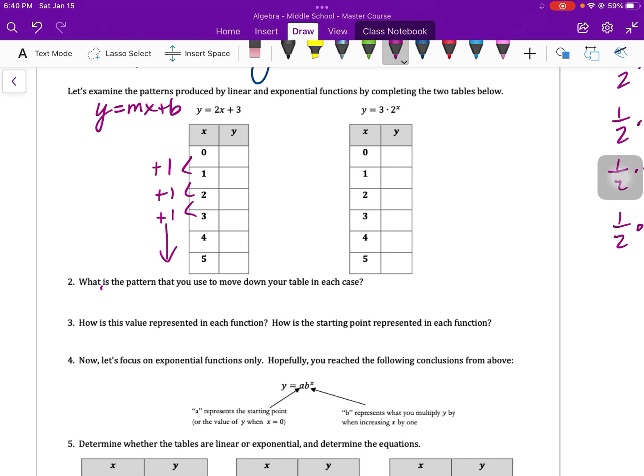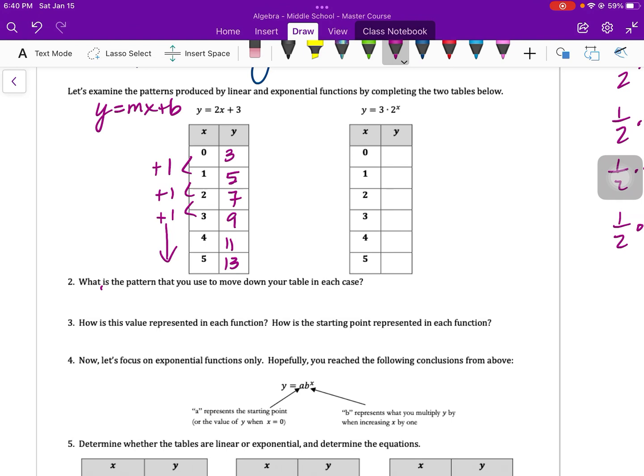So 2 times 0 is 0, plus 3 is 3. 2 times 1 is 2, plus 3 is 5. 2 times 2 is 4, plus 3 is 7. 2 times 3 is 6, plus 3 is 9. 2 times 4 is 8, plus 3 is 11. And 2 times 5 is 10, plus 3 is 13.